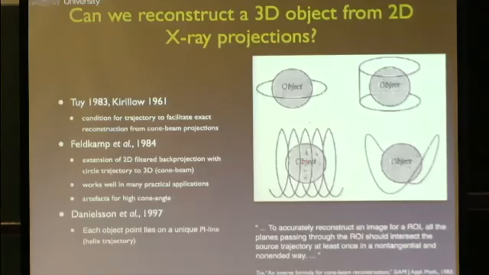Essentially, that means a helix is good because any plane you can draw through this object will cut through the helix. A circular trajectory is no good because we can think of a horizontal plane just above the trajectory line that intersects the object, but not the trajectory. So therefore, X-ray data we measure along a circle is not sufficient for getting us an exact reconstruction.